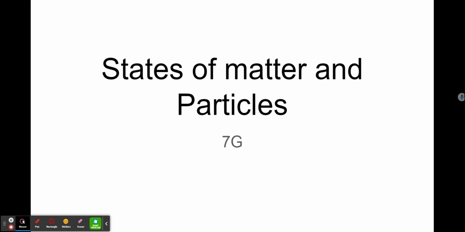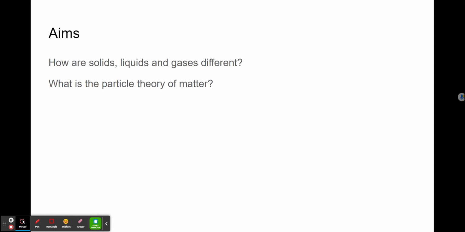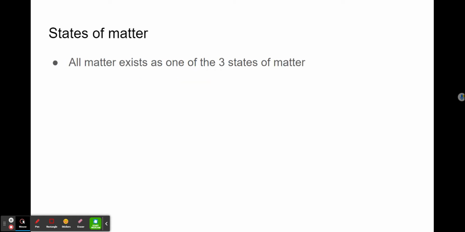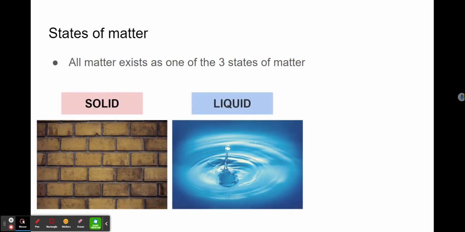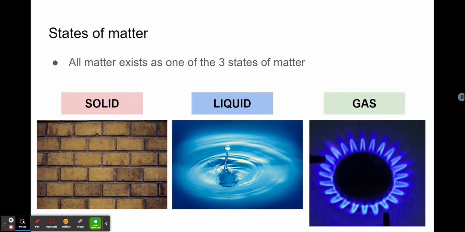Okay, in this video, we're going to look at states of matter and particles, part of the 7G unit. The aims of the video are to look at how solids, liquids, and gases are different from each other and what the particle theory of matter is. So all matter, or we can think about all matter as one of three states of matter. Those states of matter are solids, liquids, and gases. We can see from the pictures examples of materials that are in those three states.